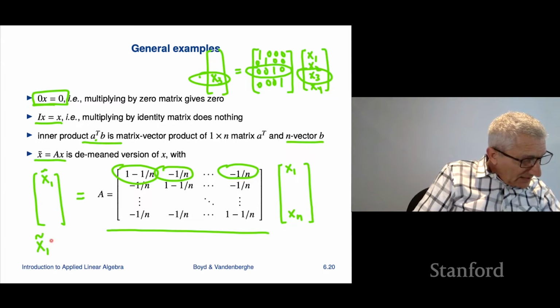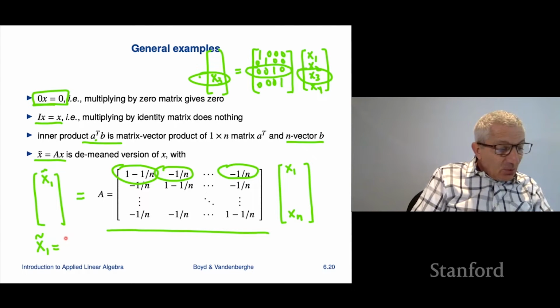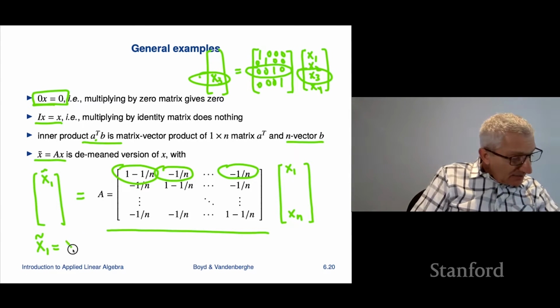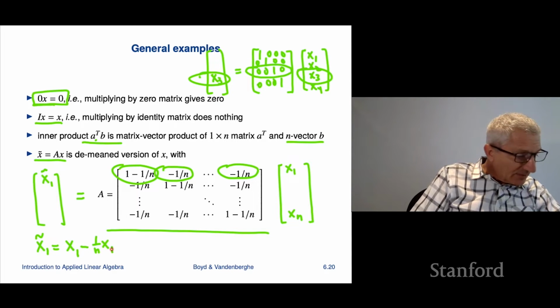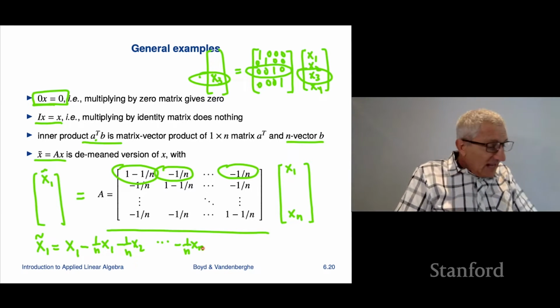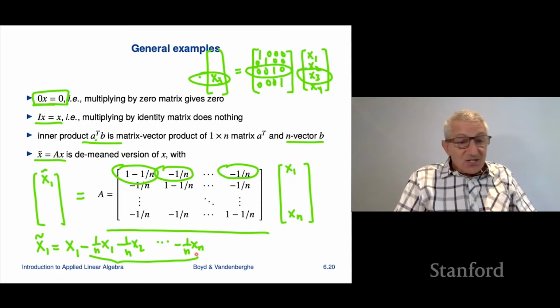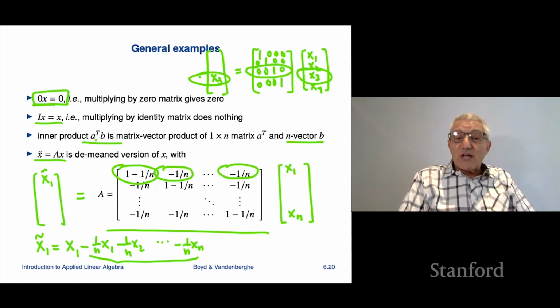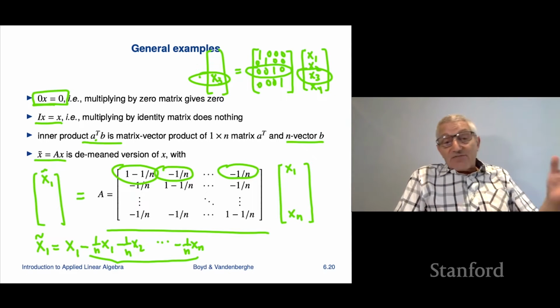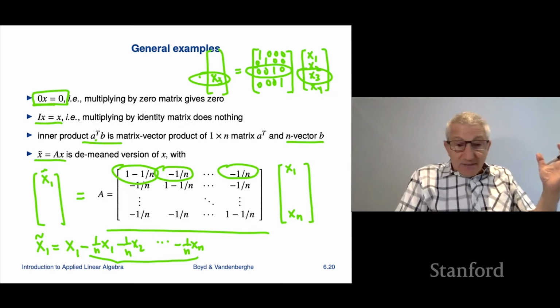X tilde 1 is equal to, now the 1 minus 1 over n, if you don't mind, I'm going to write it this way. I'm going to write it as x1 minus 1 over n x1. It's weird, but that's what I'm going to do. Minus 1 over n x2. And then this goes on for a while. And then I have minus 1 over n times xn. Hey, look at that. This is the negative of the average. So in fact, this is right. You can check.